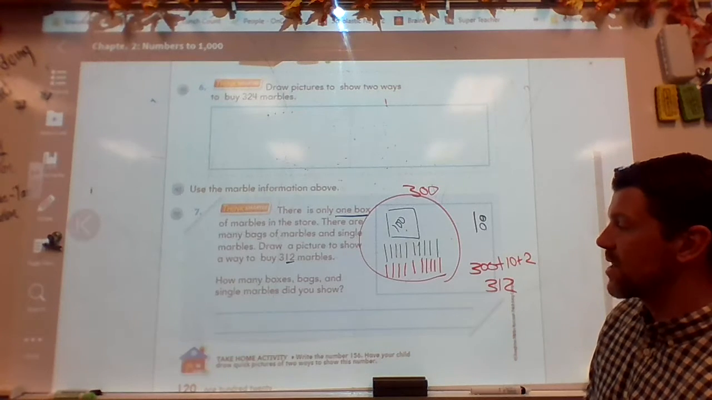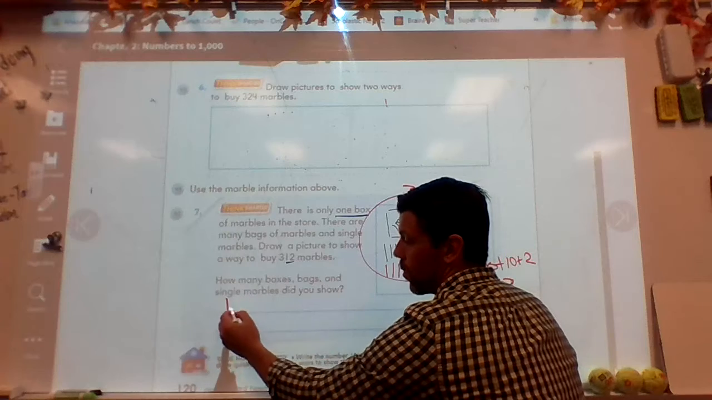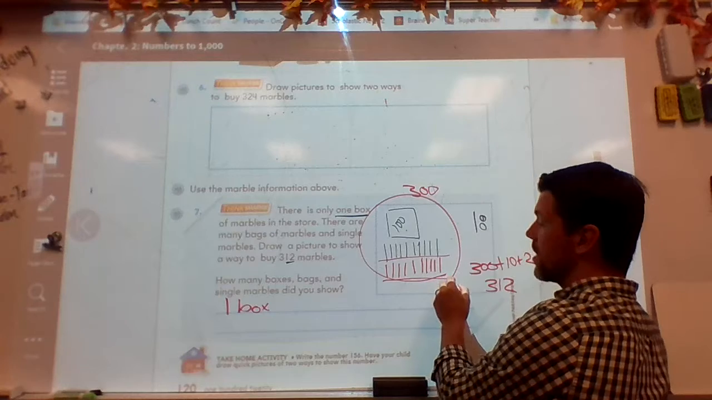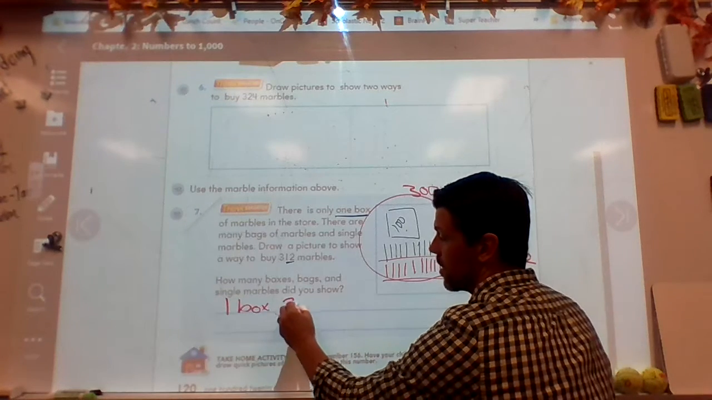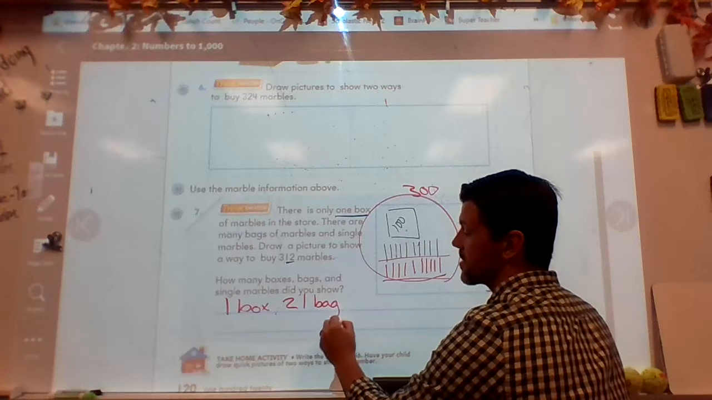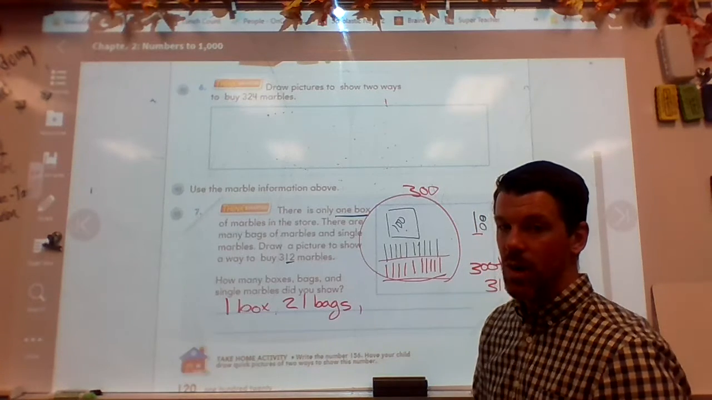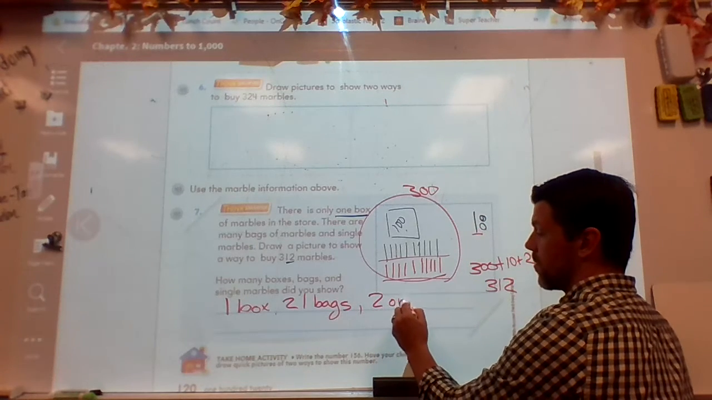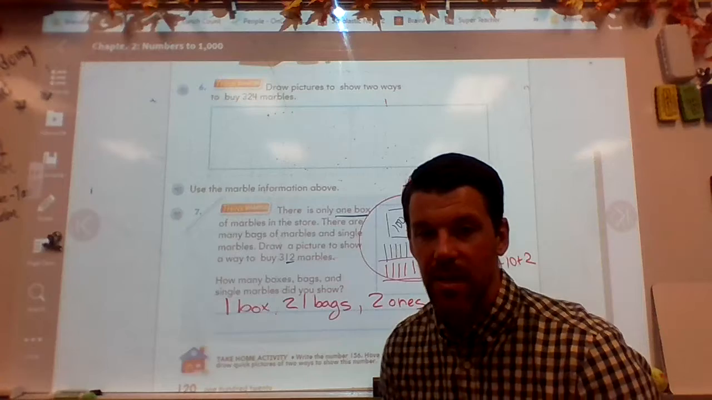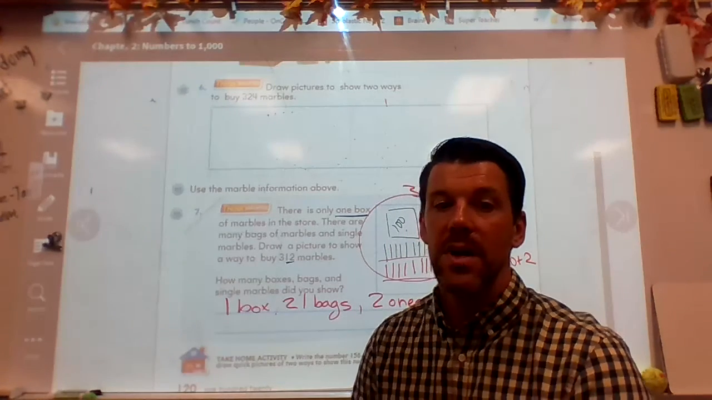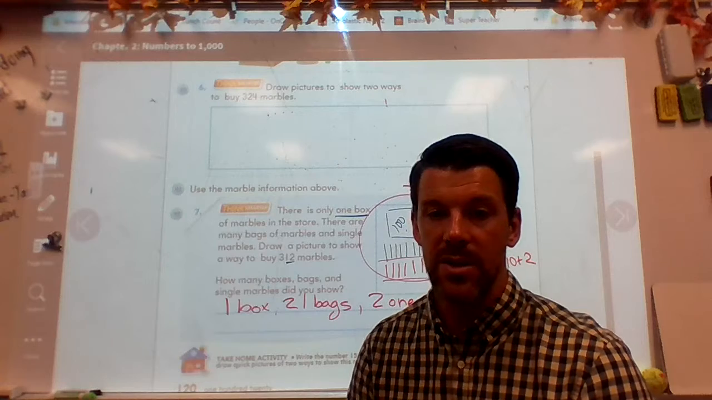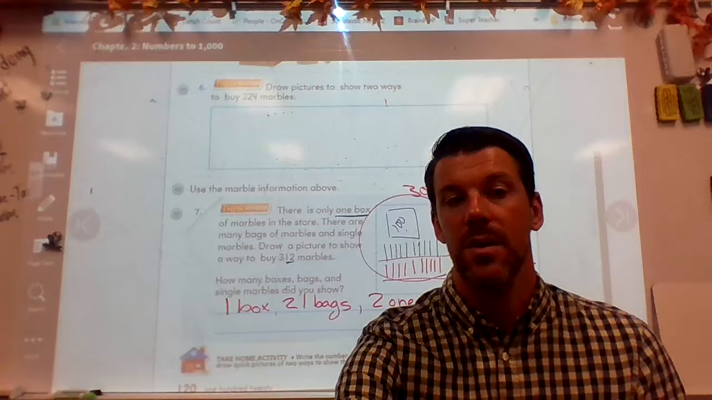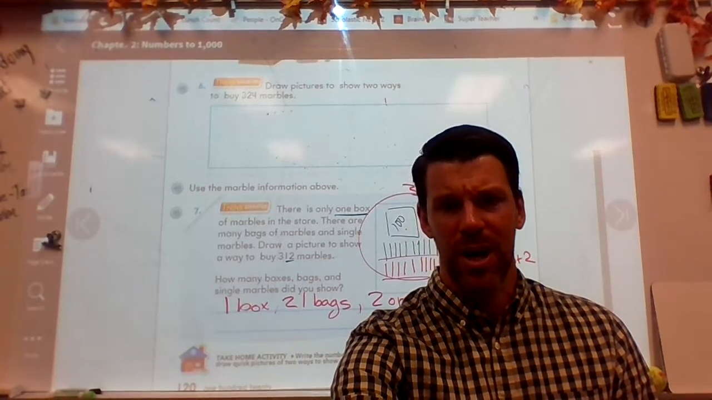How many boxes, bags, and single marbles did you show? So 1 box, 10, 20, 21 bags. Remember, bags have 10 in each one, and we have to have 2 ones. Now you could have broken that apart in a different way. Check with your teacher or your adult in the house to see if you broke it down in a correct way for this problem. Please turn the page on to the next one. Let's keep on going.